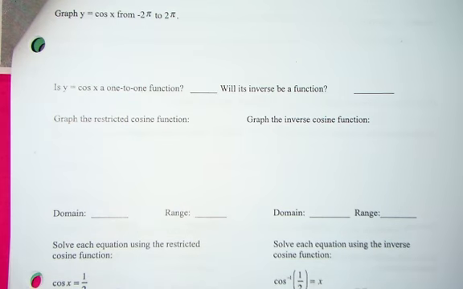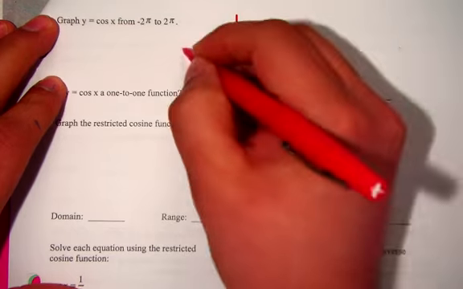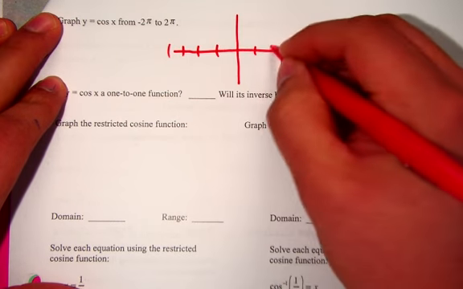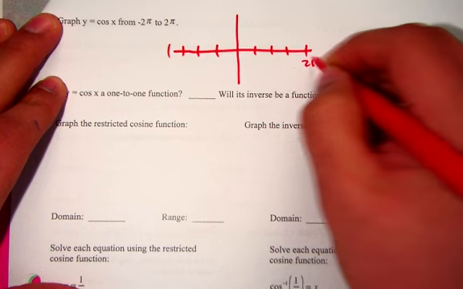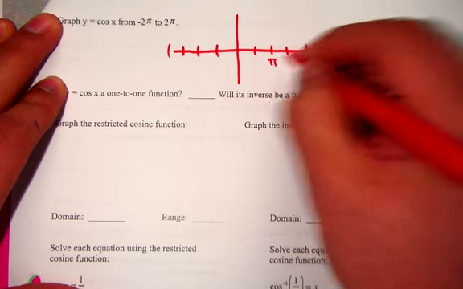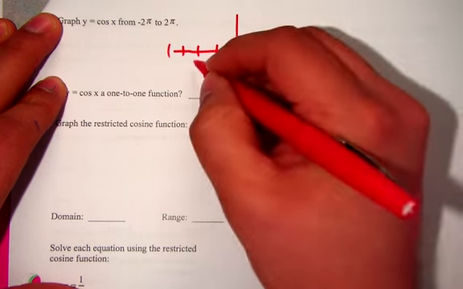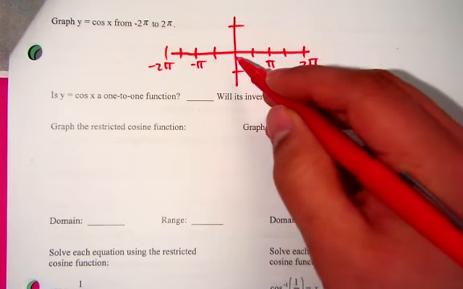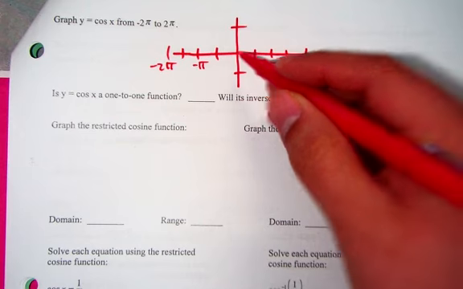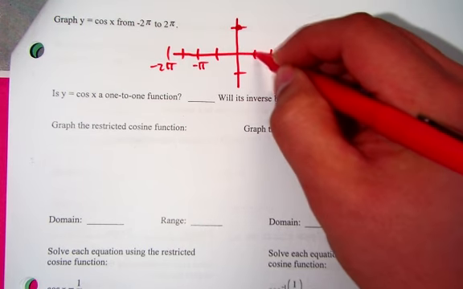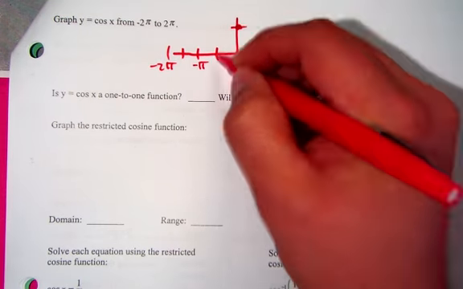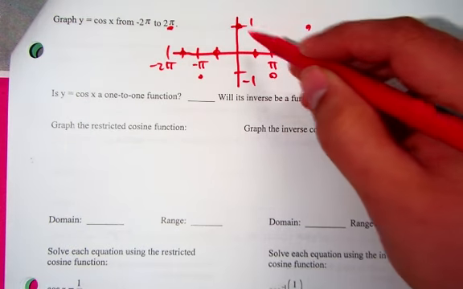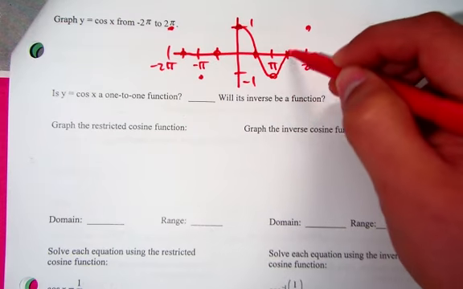Oh, good. I still got time. So, from negative 2 pi to 2 pi, if I'm at 0, where does cosine start? 1. Very good. So it goes down and then back up. Same thing this way. So it looks roughly something like that.